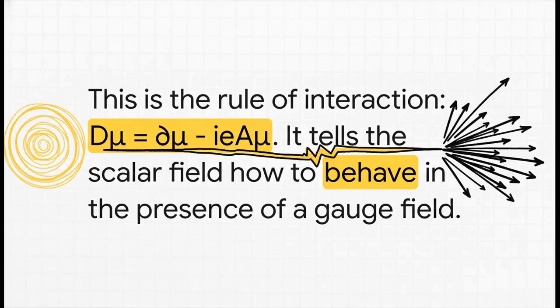And here it is. This is that covariant derivative. This is the D from our mystery equation. Now, don't worry about all the symbols right now. Just think of it as a set of instructions. It's the mathematical recipe that tells our scalar field how to behave when it's moving through a gauge field, like the one for the weak force.